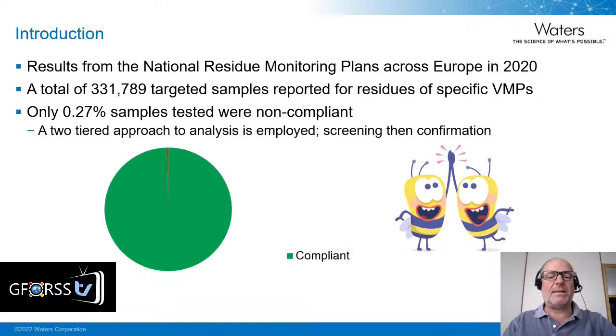So it makes sense in this case, where we've got a very, very low level of non-compliance, to use a two-tiered approach to analysis. We use a relatively low cost approach to screening first for as many samples as possible, and then we confirm any suspect positives. So it is important to recognize, though, that this screening confirmation approach only really is viable in these circumstances. If you're working in a situation where you're expecting residues to quantify, whether they be compliant or non-compliant, then clearly a screening then confirmatory approach may not make much sense to you.